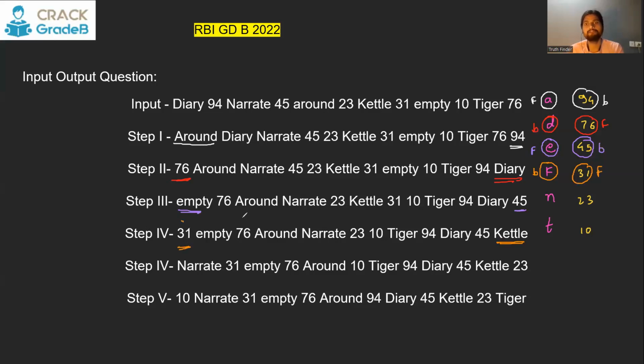31 has gone in the front. And now whose turn is it? For narrate, narrate should come in the front and 23 should go in the back. So 23 has gone in the back, narrate has come in the front. And lastly, T for tiger should go in the back and 10 should come in the front. So 10 here in the front and tiger here in the back. So this is how the words and numbers have arranged themselves.